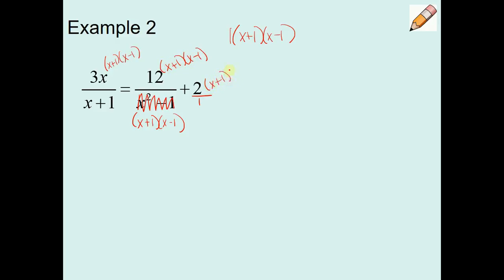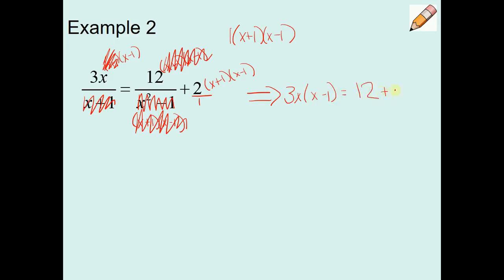Like that. Now what I'm going to do is, as I'm standing here when I have the multiplication like this, I'm going to cancel out what I can cancel out. So it looks like I can cancel out the x plus 1's, top and bottom. I can cancel out both of them with this denominator, and then nothing cancels off here. So on my new numerators, I have 3x times x minus 1 equals just good old 12 plus 2 times x plus 1, x minus 1. Okay, now let's actually multiply in just like what we've done before.